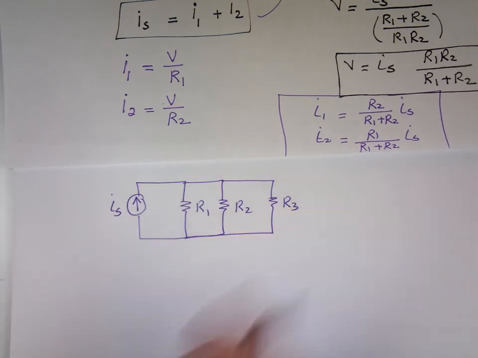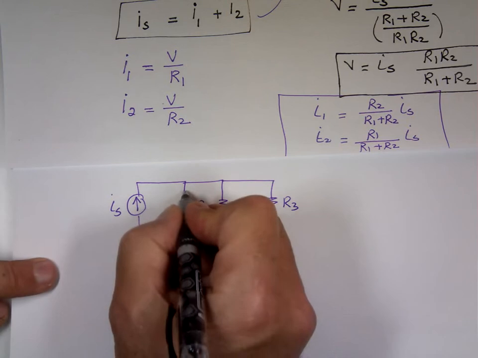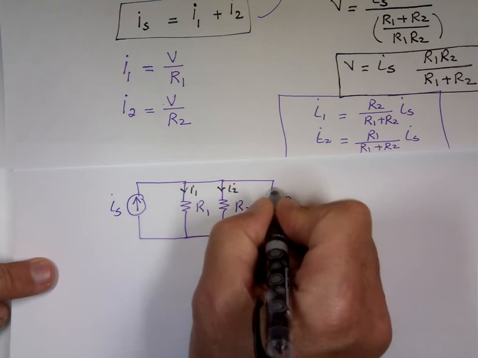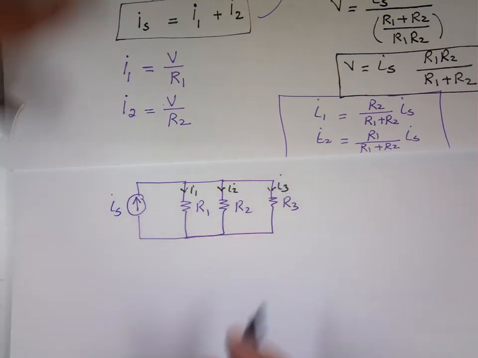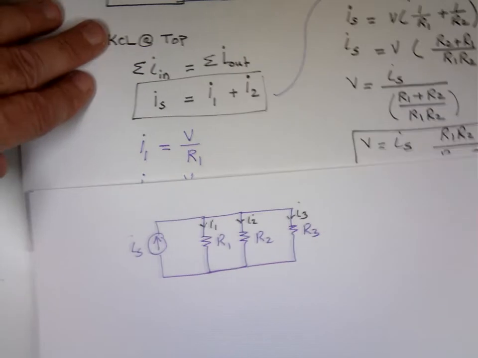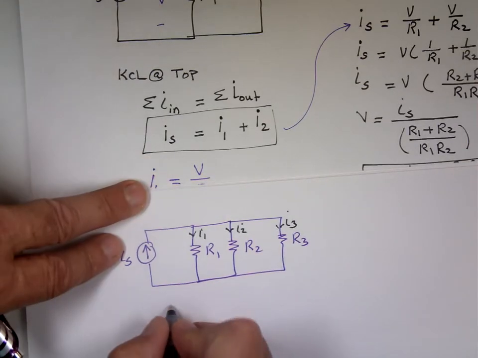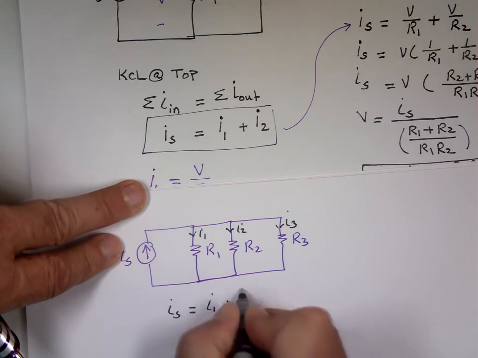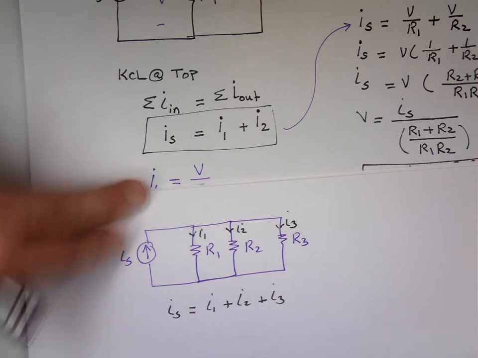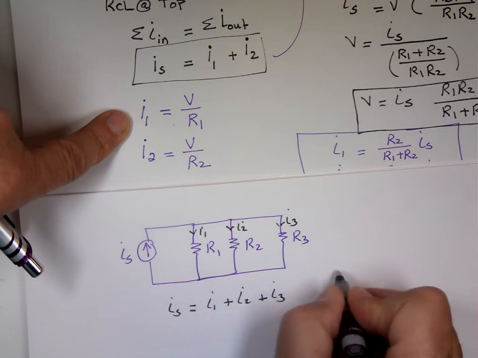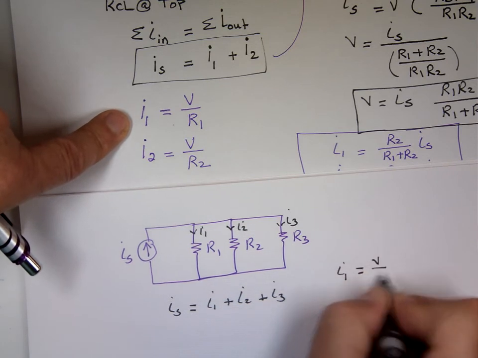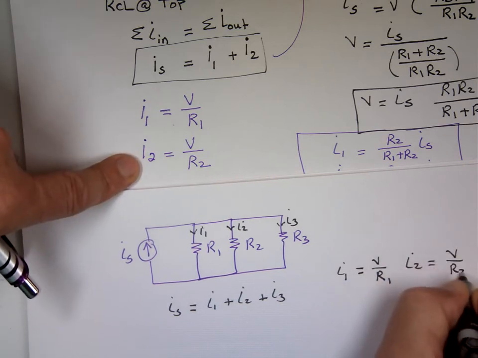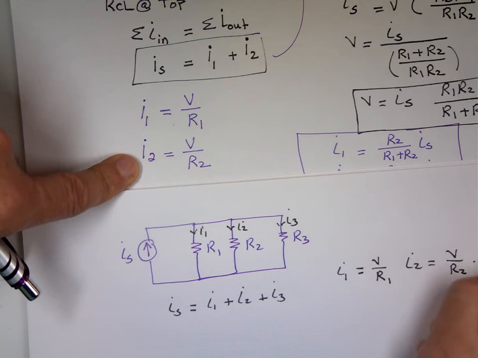and if I label the currents as I sub 1, I sub 2, I sub 3, right? So we can do KCL just like we did with the 2. We just repeat the process just like this, but with 3 now. We'll say I sub S equals what? I1 plus I2 plus I sub 3. And I sub 1 equals V over R sub 1. I sub 2 equals V over R sub 2. And I sub 3 will be what? V over R sub 3.